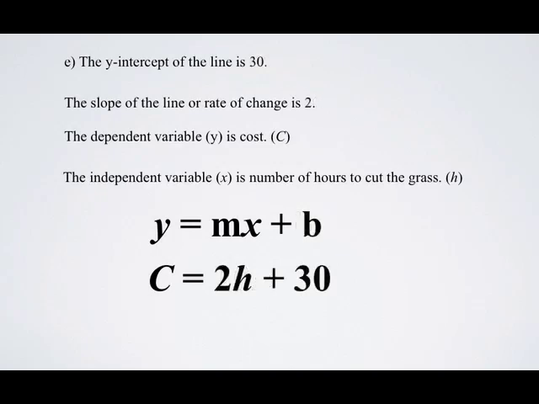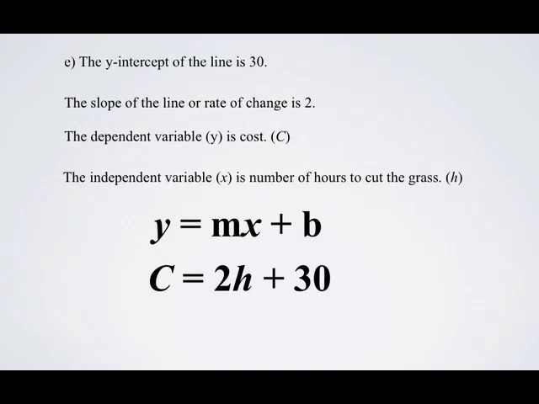For Company B, we have a few changes. First, the y-intercept of the line is no longer 0. For Company B, the y-intercept is 30. That represents the fixed portion, the amount it charges them to come to your house before doing any work. The slope of the line, or the rate of change, is 2. That represents their cost per hour.